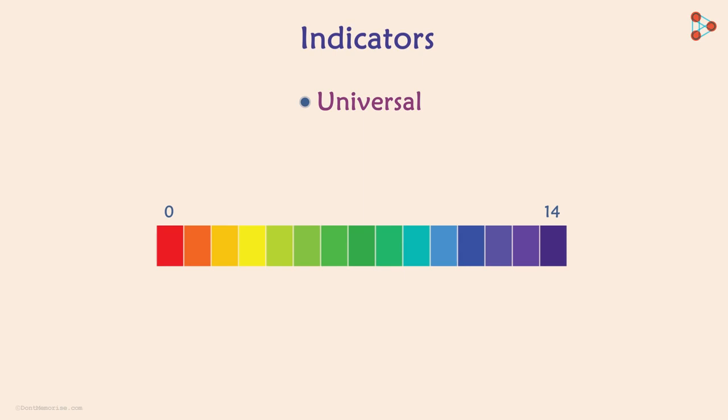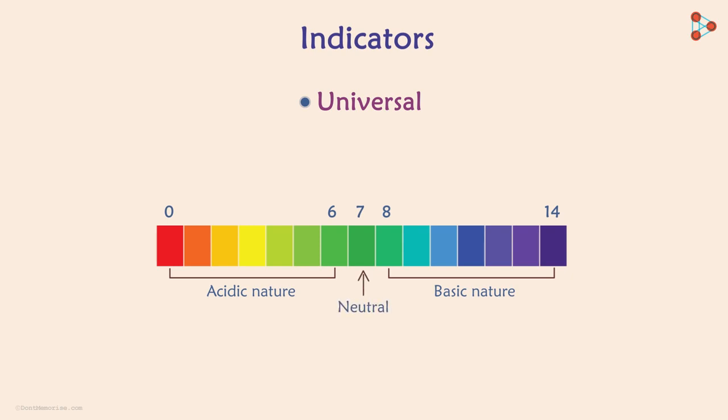This is how the color matching chart looks. pH value from 0 to 6 show acidic nature, and pH values from 8 to 14 show basic behavior. And a pH of 7 shows it's purely neutral. Let's see what colors some of the most common substances result in.